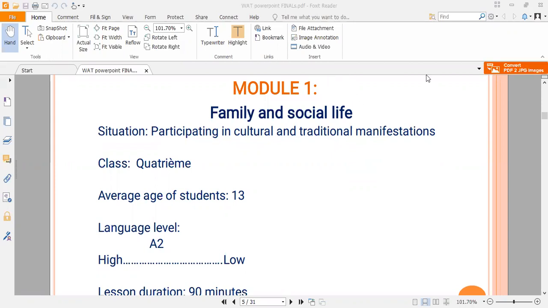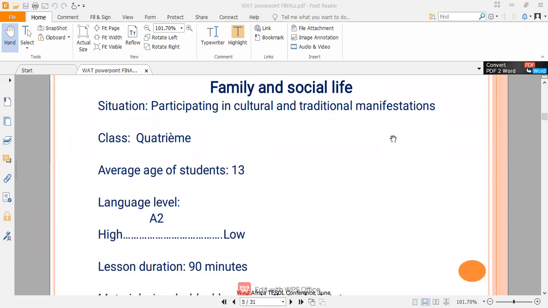Our lesson is drawn from the Cameroon syllabus, which is divided into 5 modules. So we took our lesson from module 1, which is the most fundamental in the lives of our learners, because it deals with the immediate environment of our learners. The situation here was participating in cultural and traditional manifestations, and our class was a Quatrième class, which is third year in junior secondary.